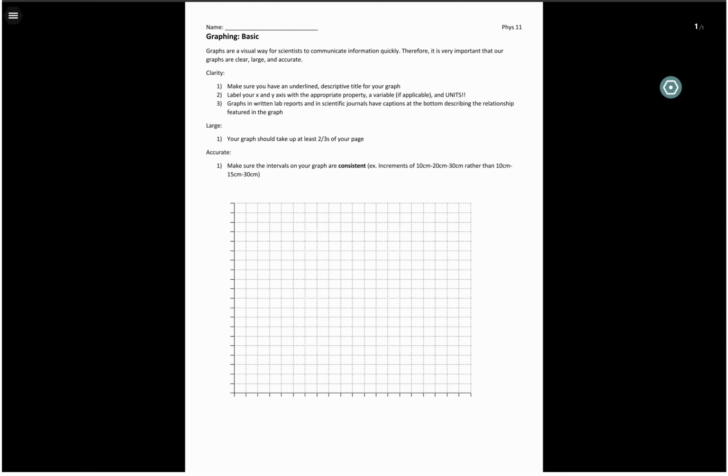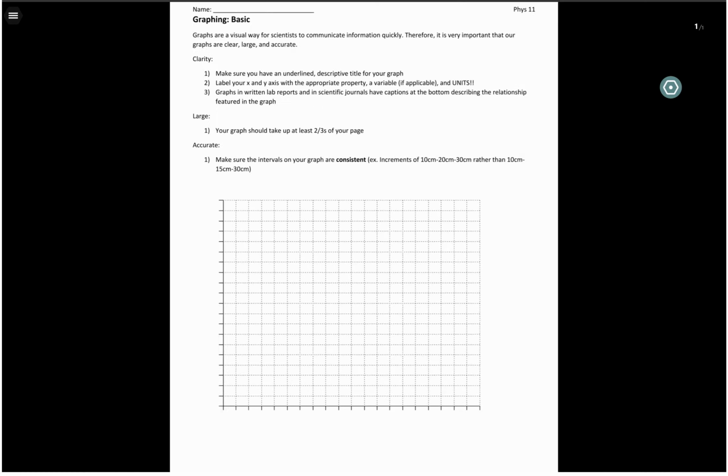Scientists use graphs all the time to communicate their data in a visual way, so that when someone looks at their graph, they know exactly what the result is and what the implications of the result means. It shows the relationship of the graph, which means it is very important that our graphs are clear, they are large enough for us to see, and they are accurate.